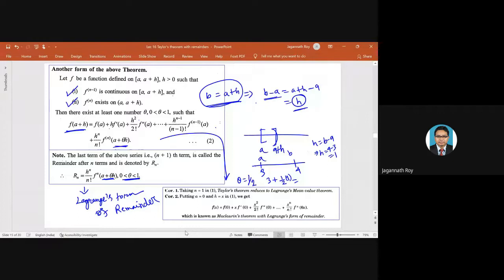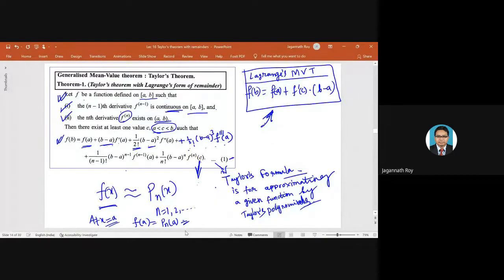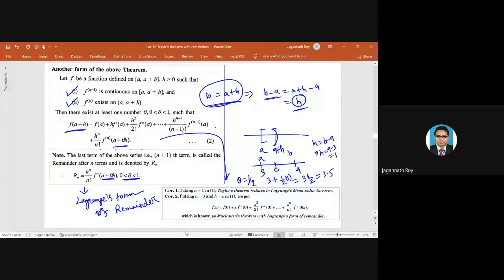Okay. So if you take it this way, 3 plus half, so 3 and a half, this is 3.5. So this will be at some point. Instead of writing that C is in between A and B, if we write C equals A plus theta H, then also it will be okay, because we are restricting the point A plus theta H within the open interval A comma B.